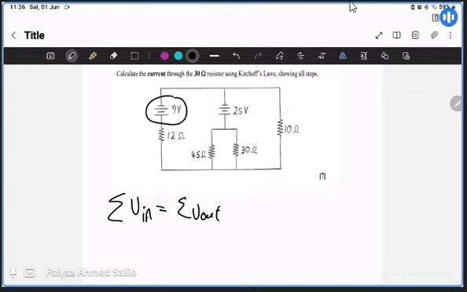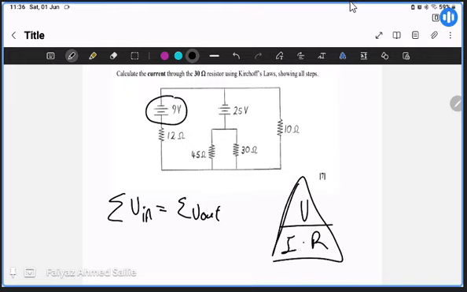So we have to know that this is kind of Kirchhoff's law summarized. Like this is how I would summarize Kirchhoff's law, right? And we know that the voltage is equal to current times the resistor, right, from the triangle.